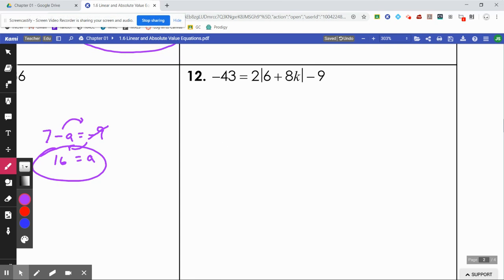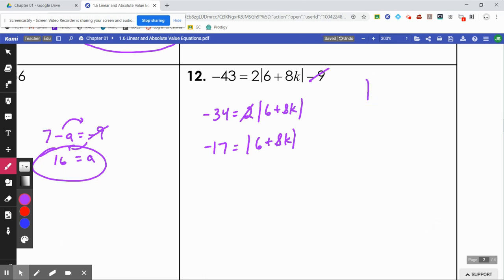Here, to isolate the absolute value, you have a couple of steps. To get rid of negative 9, I have to add 9, so that'd be negative 34 equals 2 times the absolute value of 6 plus 8k. Then I have to divide by 2, and that gives me negative 17 equals the absolute value of 6 plus 8k. And I actually don't have to go any further.